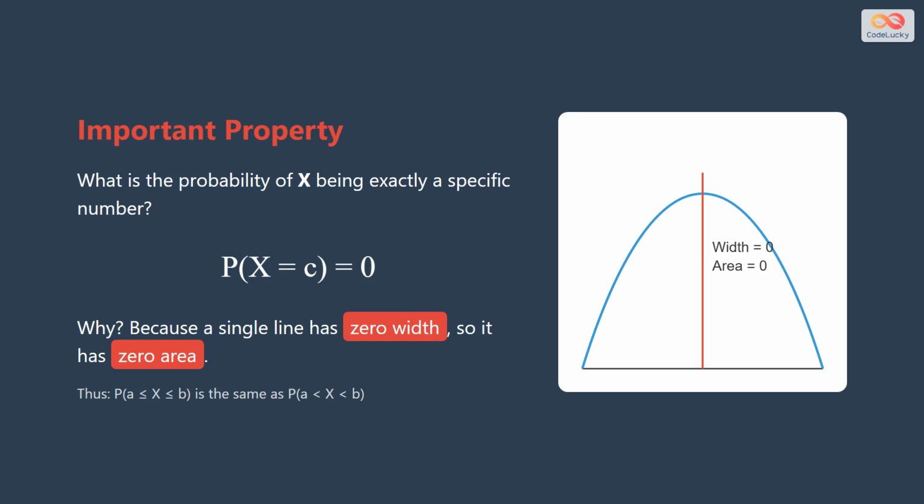An interesting property of continuous variables is that the probability of x being exactly equal to a specific number is always 0. Geometrically, a single vertical line has no width and therefore has 0 area. This means that including or excluding the endpoints does not change the probability. P of x less than b is the same as P of x less than or equal to b.